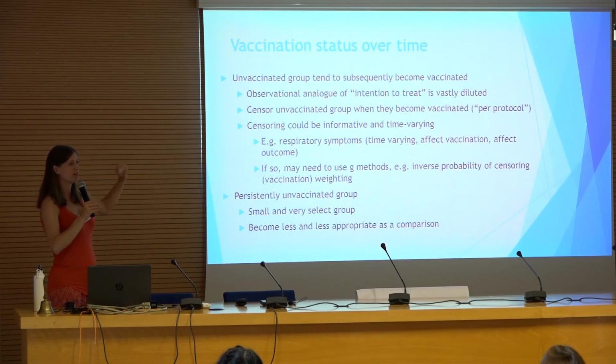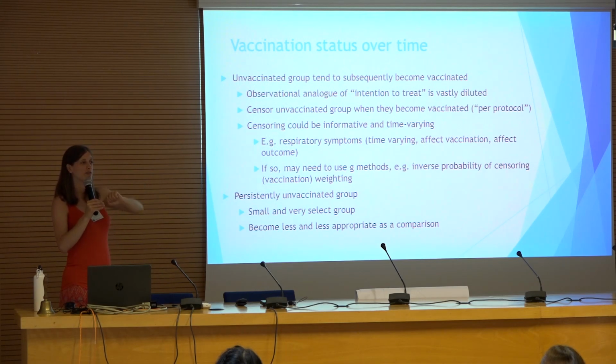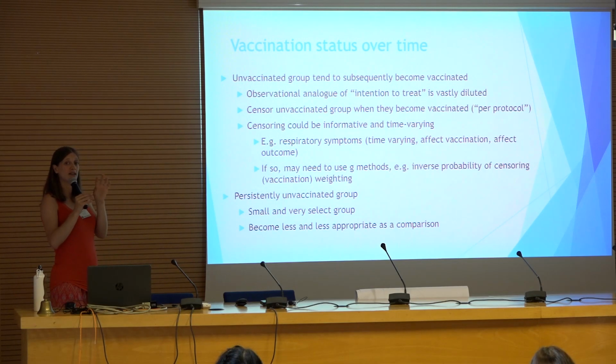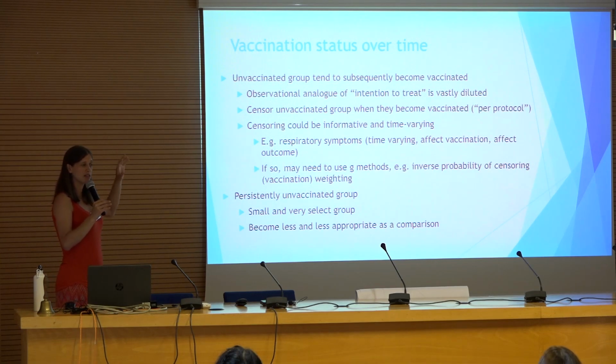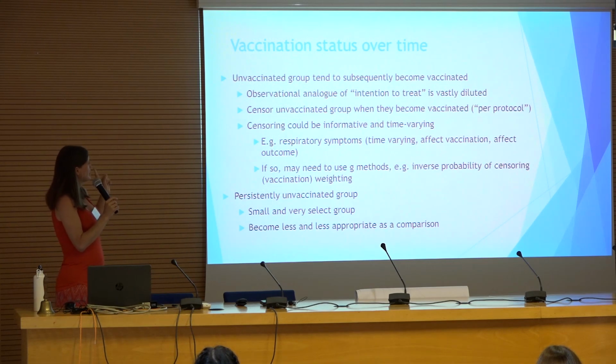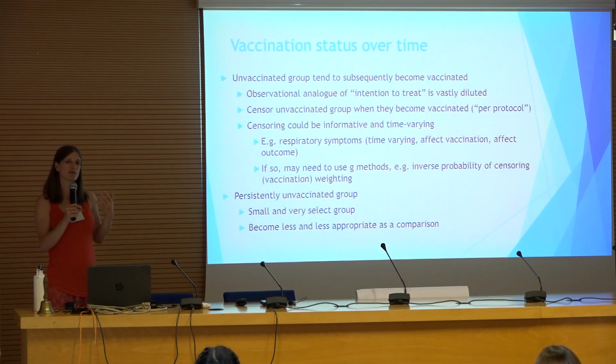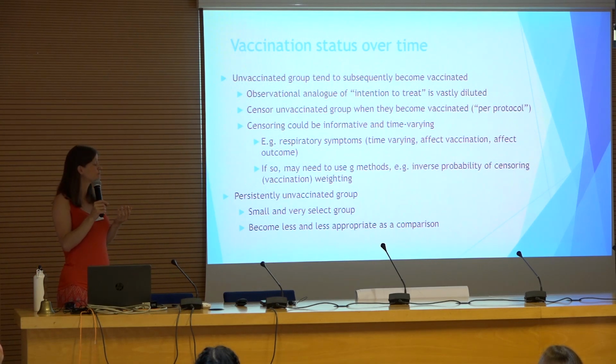So we could do this here. We could split people into vaccinated and unvaccinated, and just ignore anything that happens. However, that's going to give us a massively diluted estimate, because the unvaccinated will subsequently largely become vaccinated, and then we're comparing essentially two groups that are just the same. So we can't do that. Instead, we're going to censor the unvaccinated when they become vaccinated. So we're trying to target some sort of per protocol effect now.